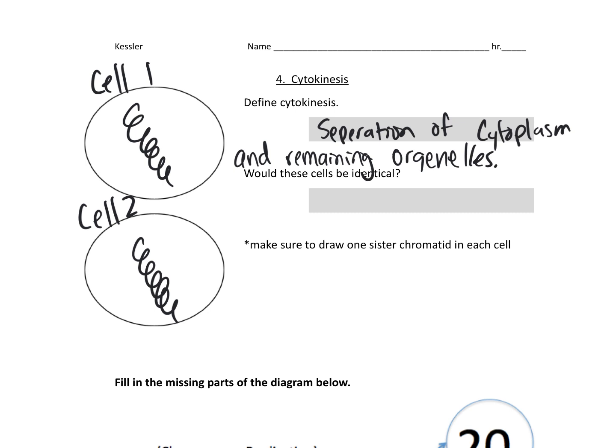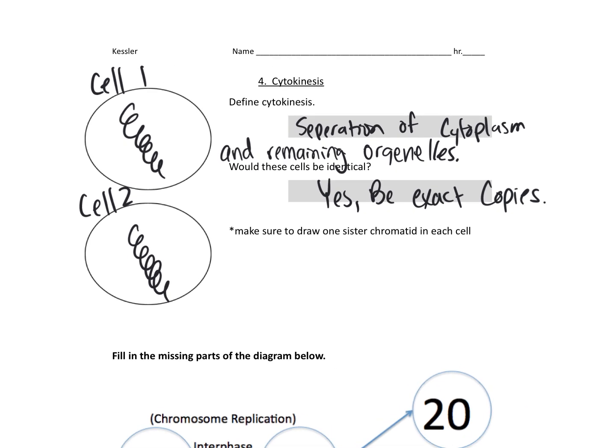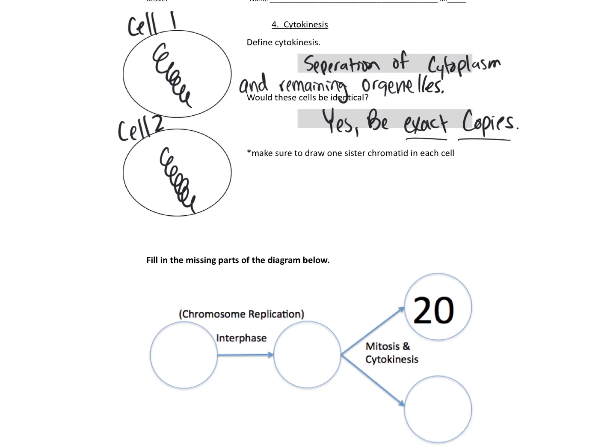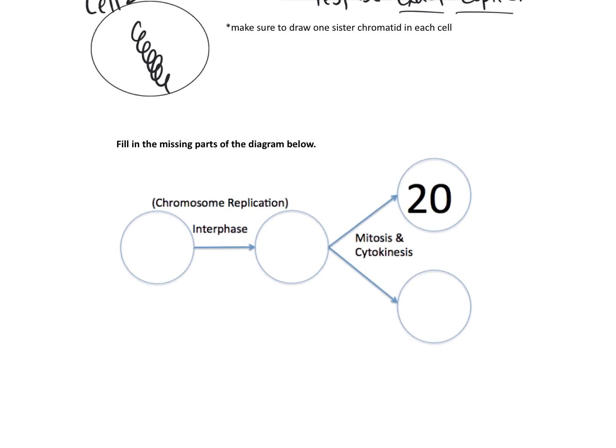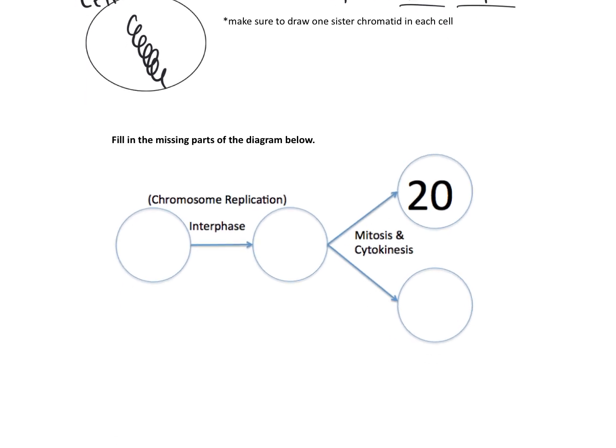So would these cells be identical? Yes, these cells would be exact copies. And remember, they only have one parent cell, so there's not anywhere else to get variation from unless it was a mutation. So if there's only one parent cell, that means we're going to have identical sets of copies of DNA and identical daughter cells. Okay. So we'll continue to our last part here.